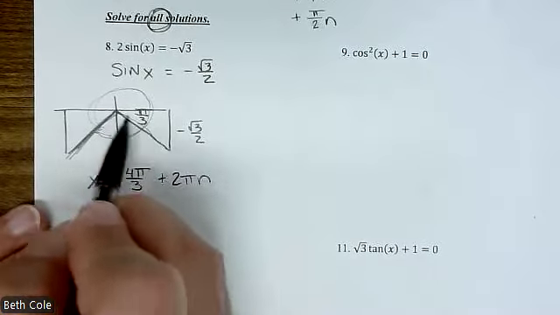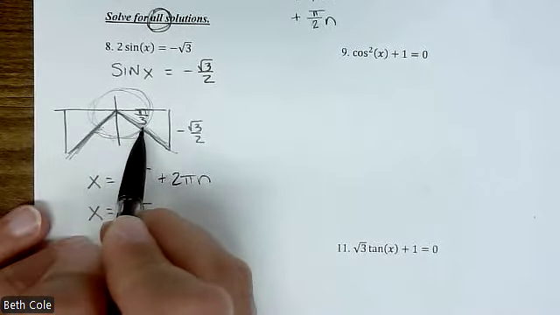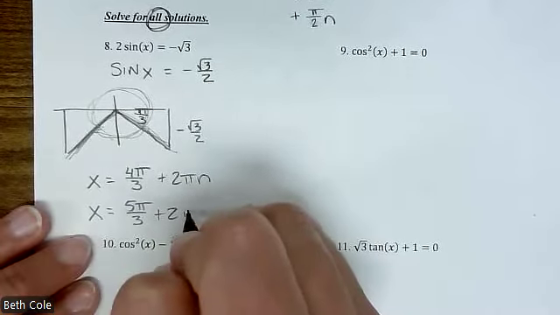Now it's going to be the same thing for this one. If you're right here, you have to go the whole way around the circle to land there again. So plus 2 pi n.